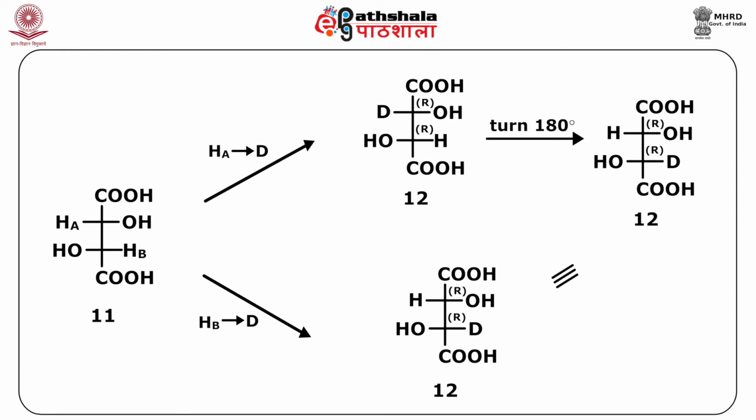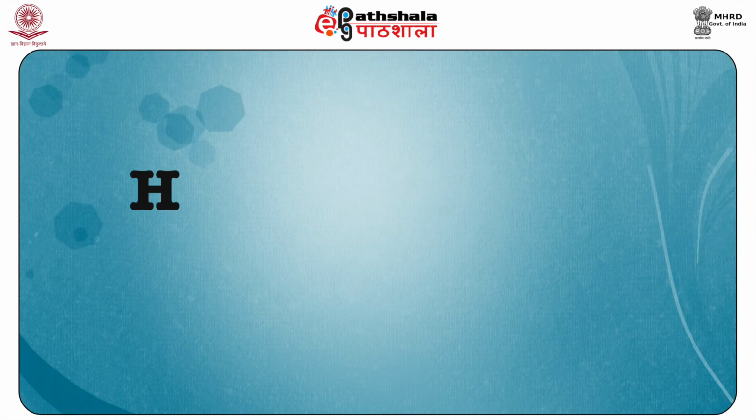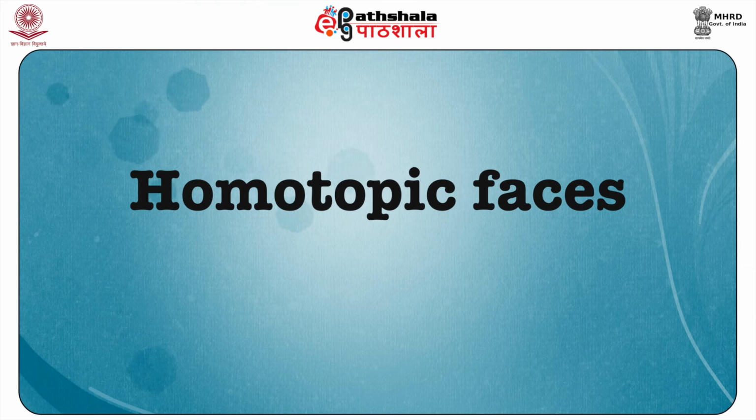Methine hydrogen atoms in R-tartaric acid are homotopic because replacement of either one of them by deuterium gives the same 2R,3R tartaric acid-d. Now you can see here in this figure the homotopic ligands in tartaric acid as described. Now we shall study the homotopic faces. Two faces of molecules, usually but not invariably faces of a double bond, are homotopic when addition of the same reagent to either face gives the same addition product.